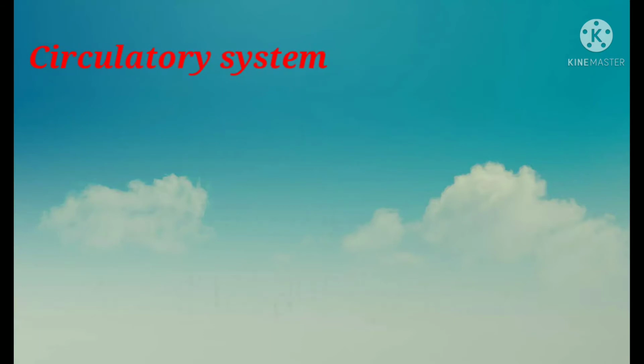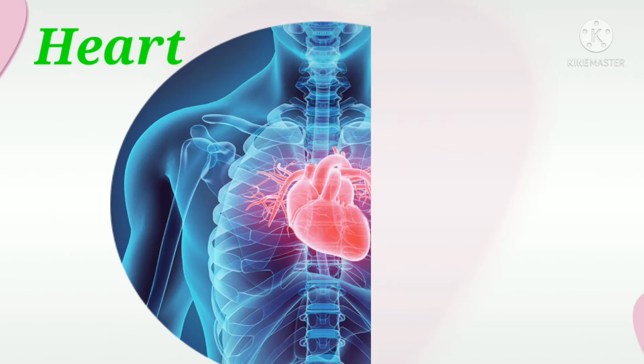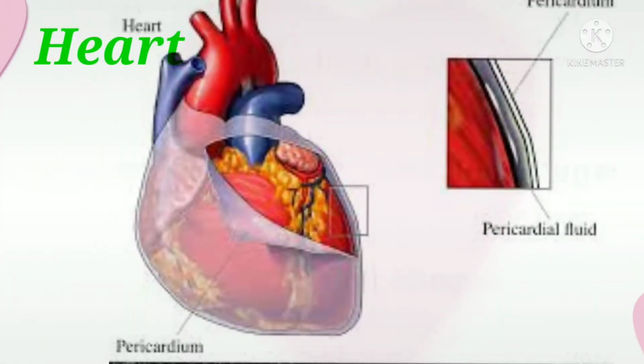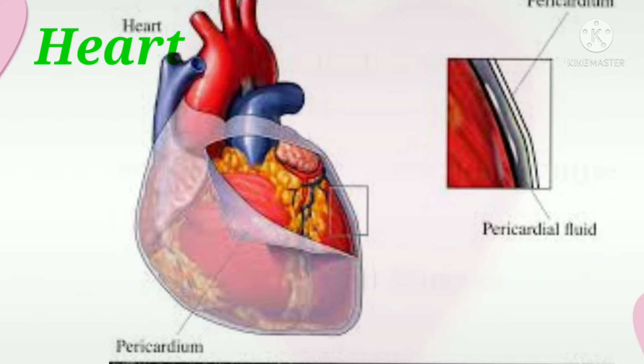The circulatory system includes the heart, blood vessels and blood capillaries. Heart. The heart is located in the thoracic cavity. It is protected by the rib cage. The heart is covered by two layers of membranes. These membranes are called pericardial membranes. The space between these two layers is filled with pericardial fluid, which protects the heart.